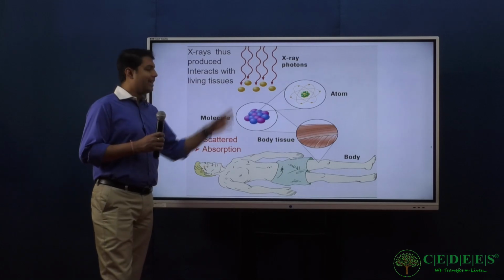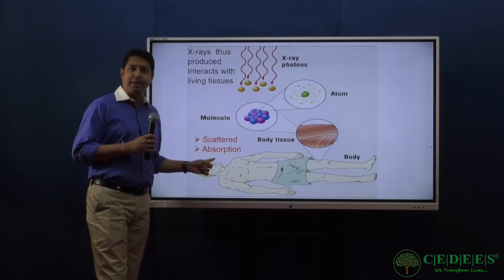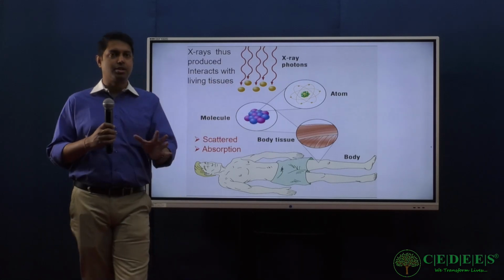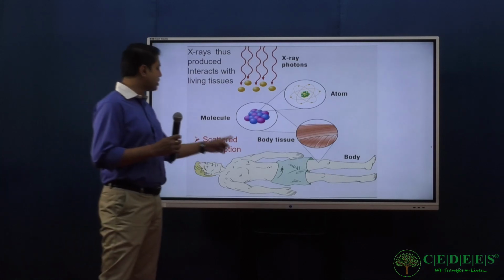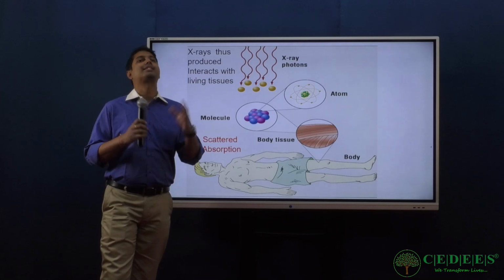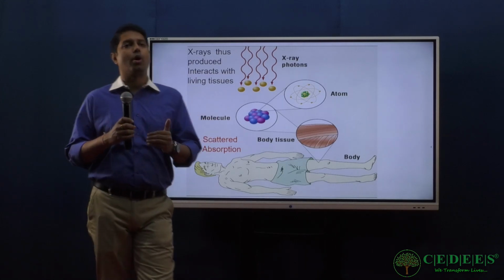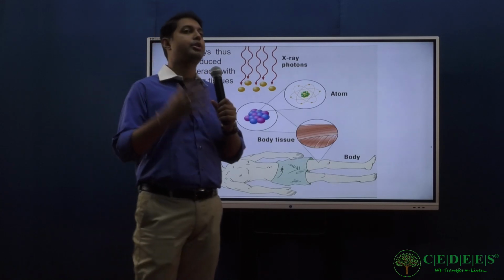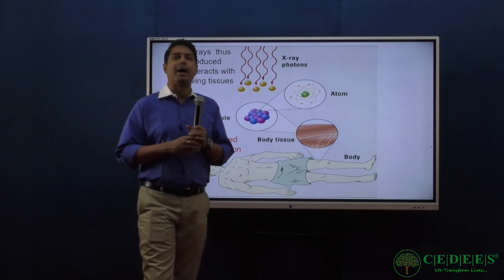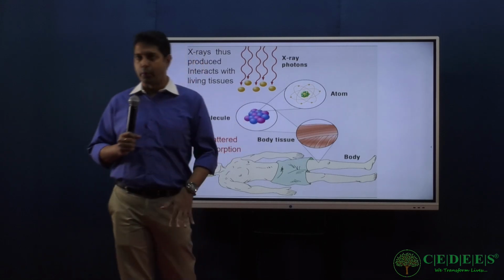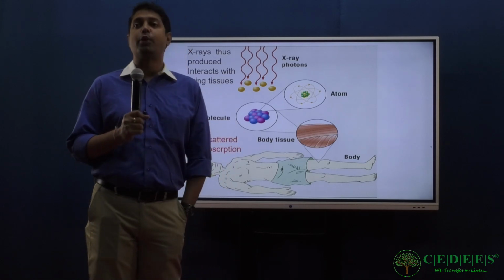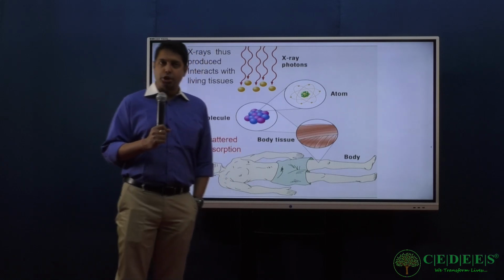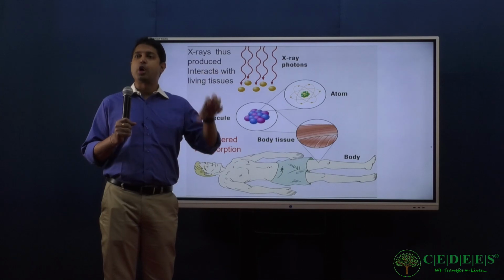So once it interacts, there are two things which may happen here. Forget about the types of interaction, that we will see later. First, immediately at the juncture of interaction, there are two things which happen. One is absorption, one is scattering. A few X-ray photons will get absorbed, and this degree of absorption, or your absorption coefficient, is determined by the density of the tissue it is interacting with. For example, if it is interacting with bone, which is a dense object, the absorption is more.